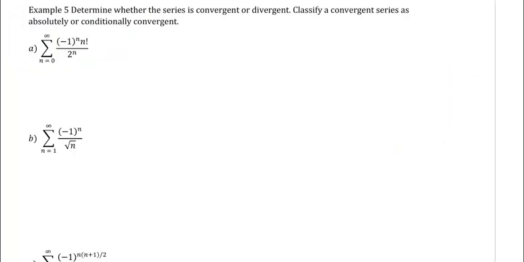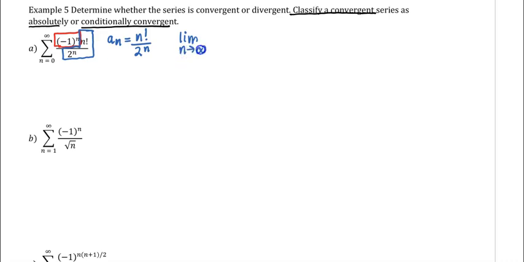In the remaining examples, we're going to test whether or not these series are convergent or divergent. If the series is convergent, we'll determine if it is absolutely or conditionally convergent. Beginning with example 5a, this is an alternating series because we do have this -1 to the n. So I will try the alternating series test. Everything else that is left in the series, I will select to be my a sub n. I'm going to calculate the limit as n goes to infinity of n factorial over 2 to the n.